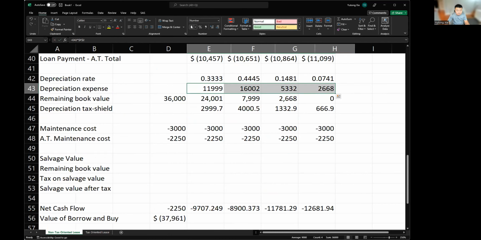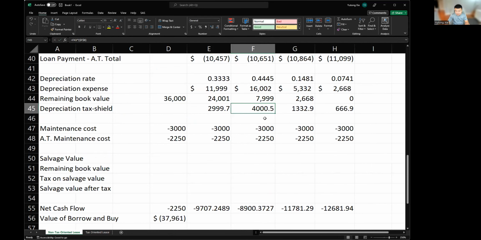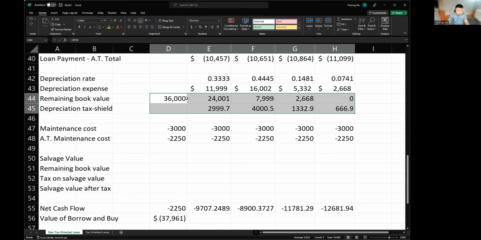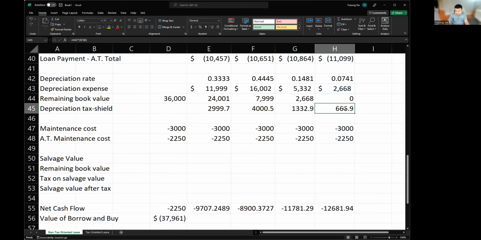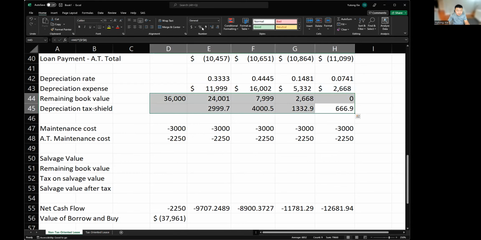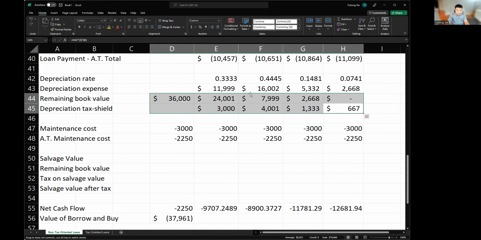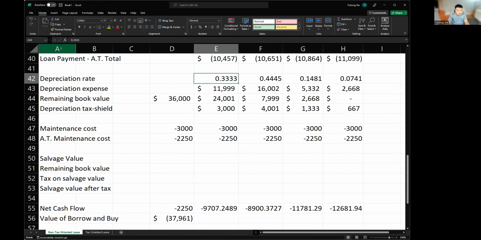So we're really saving some time here. Okay, so the remaining book value is going to be the same thing, the same formula. Its numbers are going to be different. So we have the depreciation tax shield being 667 in the last year, right? Which is the same as what we did in class. Well, these as well.